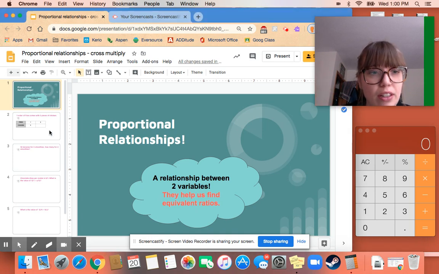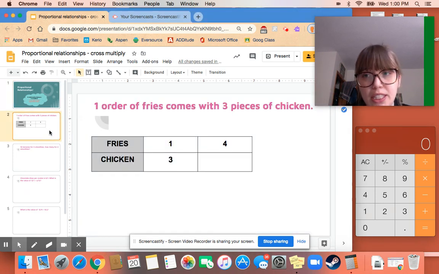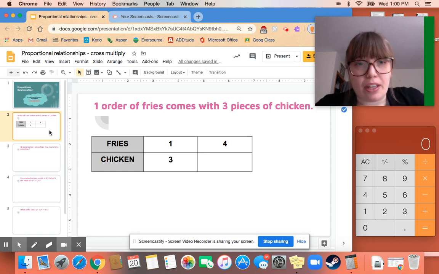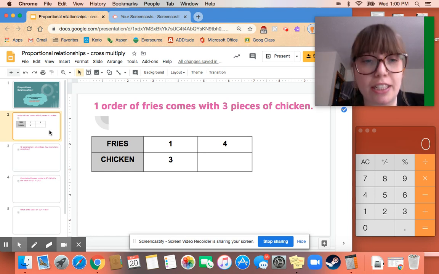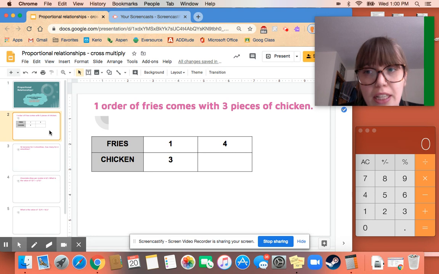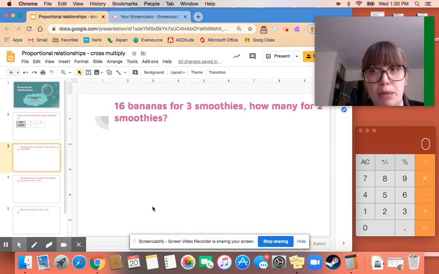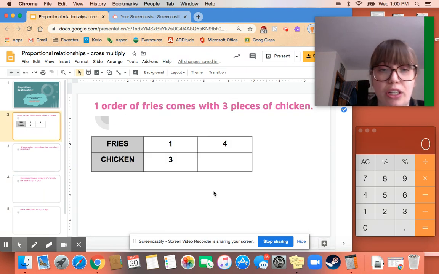So let's take a look at this example here. If you go to get some chicken and fries, let's say this place that I went to, if you order fries, you get 3 pieces of chicken with it. Okay. Most of us would be able to figure out how many chickens we would get if we did 4 orders. But let's show you how to do this in case you didn't know.